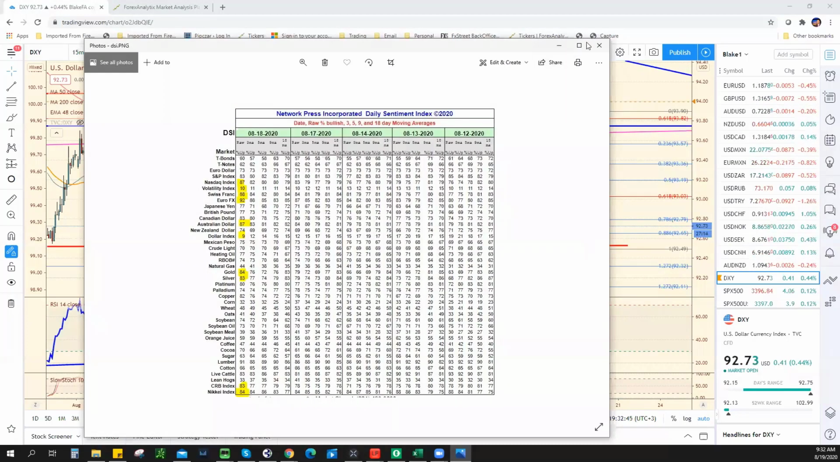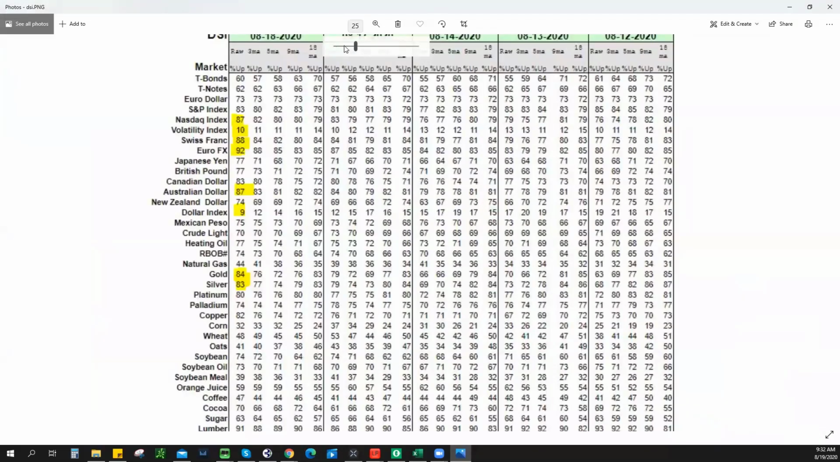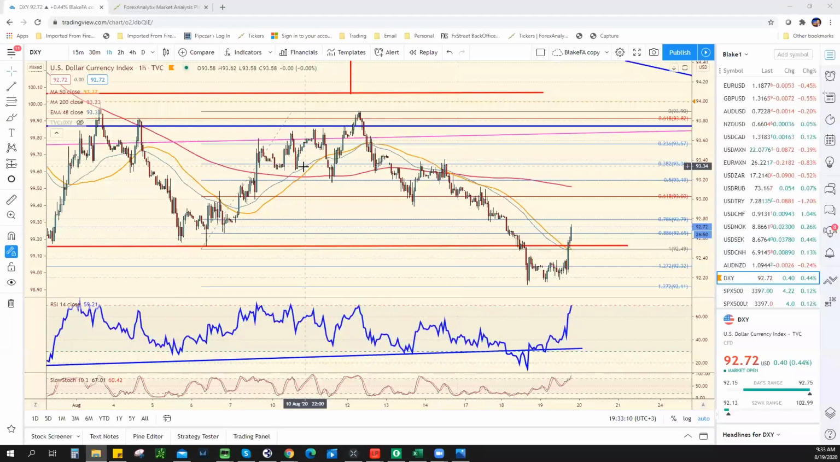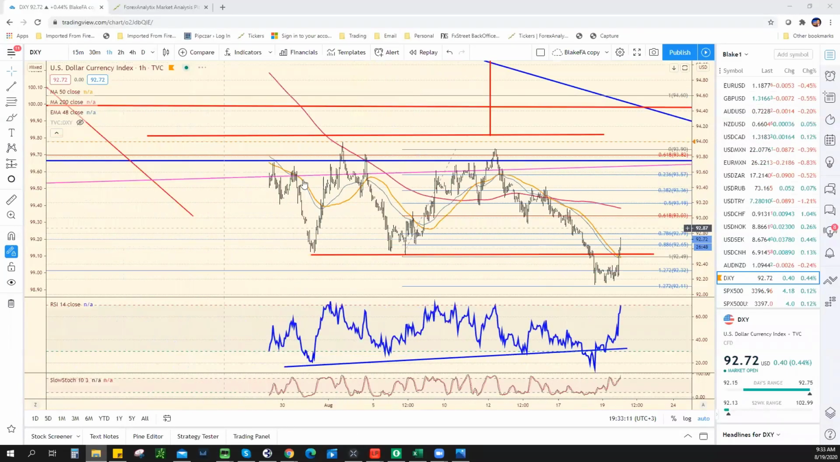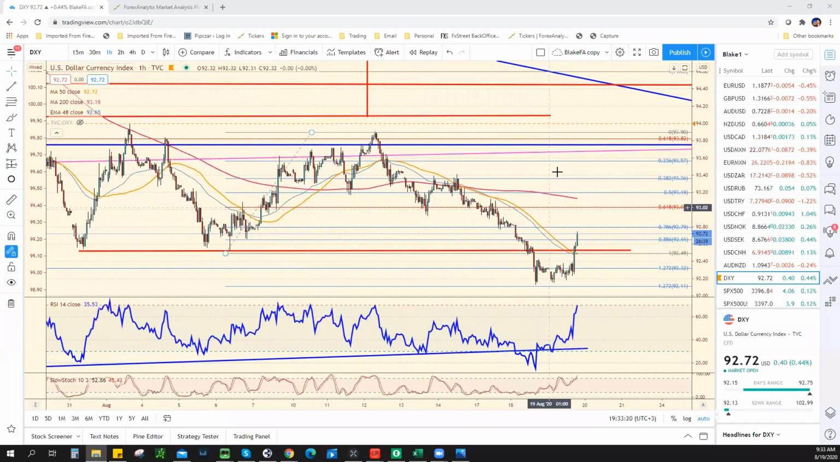So the dollar index here, this is our daily sentiment. I don't like the DSI alone, and I'll give you a great example. The dollar index was pretty low, like somewhere around here, and then we continued lower, right? So you've got to have the same genetic, or it's kind of a mixed match of things.